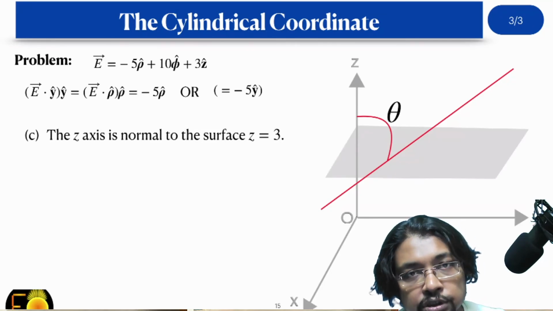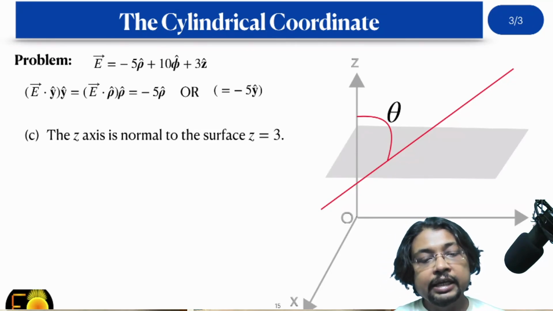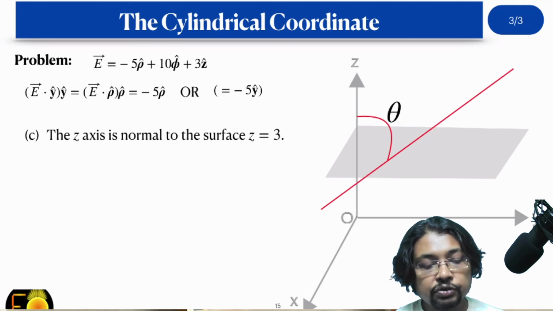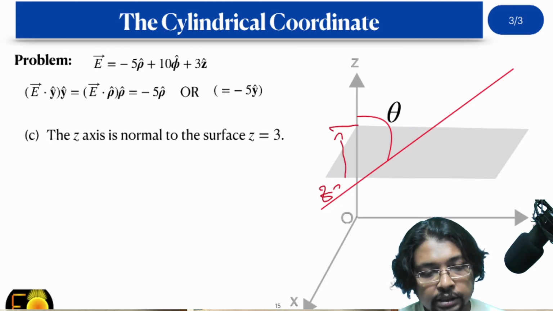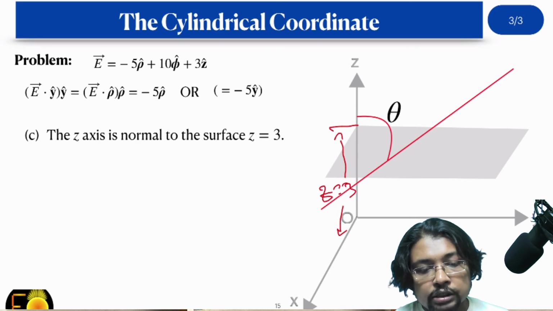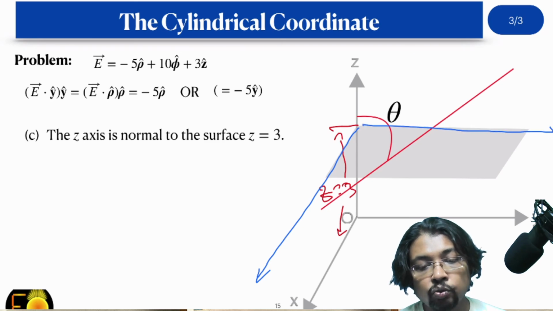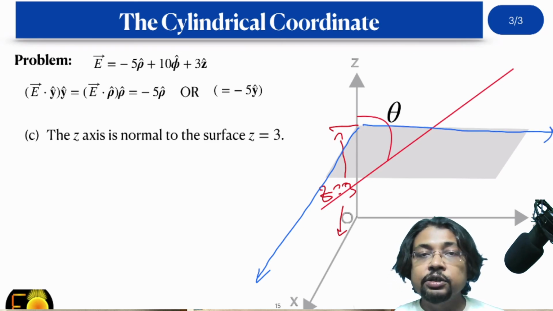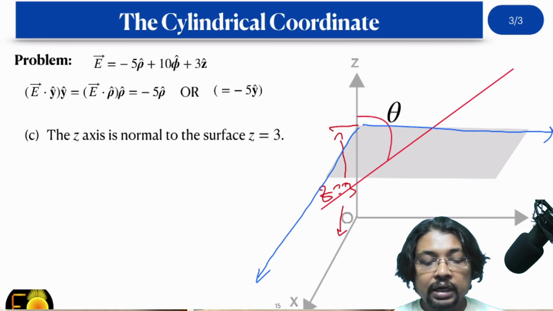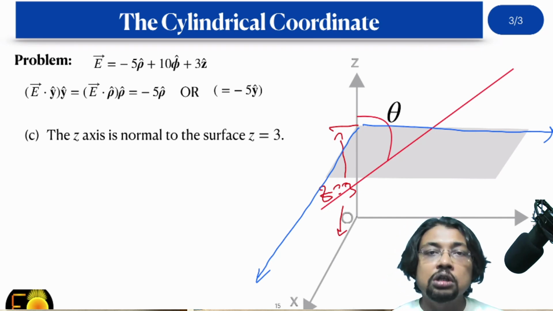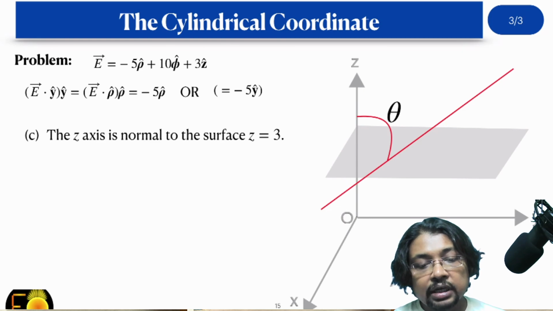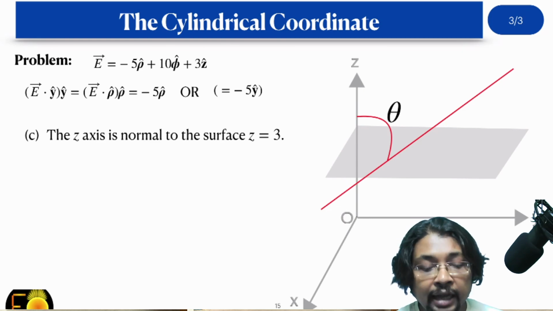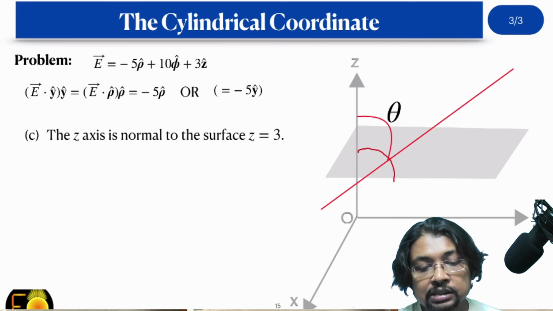And now the last question: you have to find the angle the electric field is making with the surface which is defined at z equals 3. Therefore, this surface extends up to infinity along the x-axis as well as along the y-axis, but it is limited at z equals 3 along the z-axis, and that's why it defines a surface, not a line, not a volume. Anyway, this surface is making an angle of 90 degrees with the z-axis.